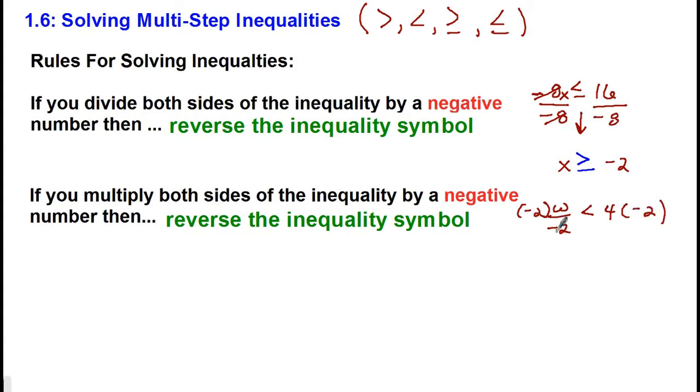Because you are multiplying both sides by a negative, you must change the inequality. So now the inequality has to change sign; it's going to turn the other way around. Now the negative 2s cancel, and w is going to be greater than 4 times negative 2, which is negative 8. So remember that anytime you're solving an inequality, you must reverse the symbol only when you divide or multiply by a negative number. Alright, let's move on to an example.